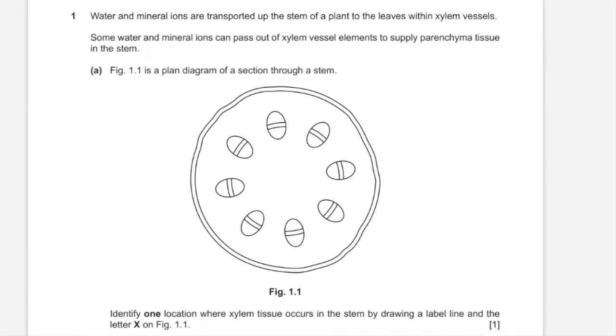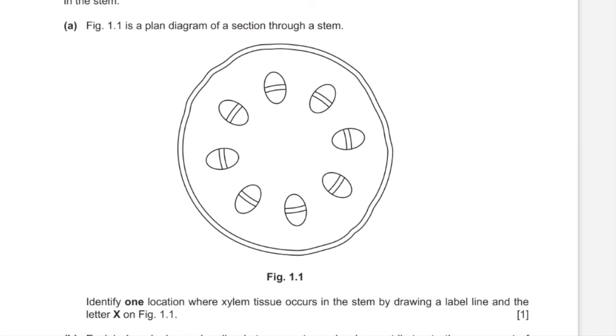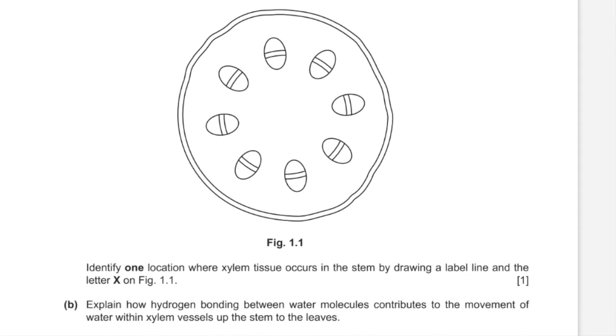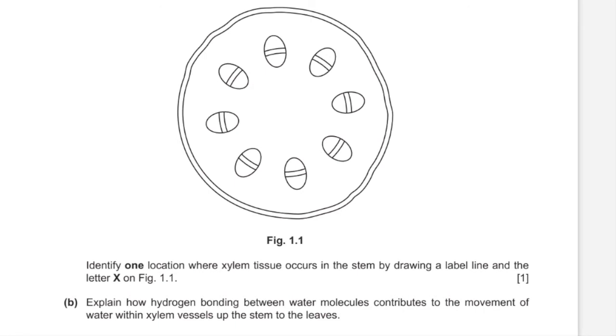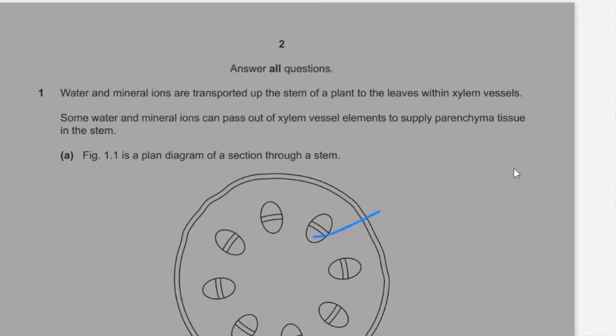Starting with question number 1, water and mineral ions are transported up the stem of a plant to the leaves within xylem vessels. Some water and minerals can pass out of xylem vessel elements to supply parenchyma tissue in the stem. So here you have a plant diagram of a section through a stem. Identify one location where xylem vessels occur in the stem by drawing a label line and the letter X on figure 1.1. So the label line should be pointing to the inner side of any vascular bundle, which would be xylem.